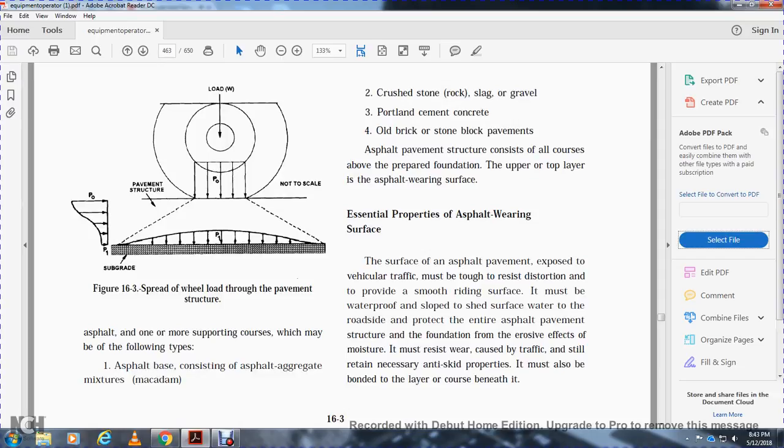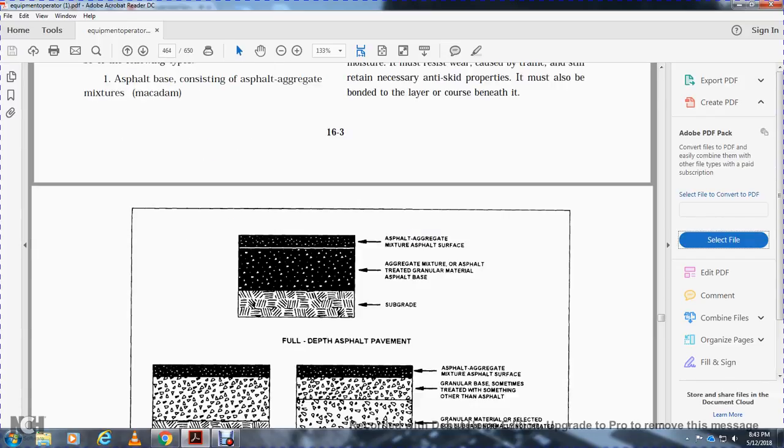The surface of the asphalt pavement exposed to vehicle traffic must be tough to resist distortion and provide a smooth, rigid surface. It must be waterproof and sloped to shed surface water to the roadside, protect the entire asphalt pavement structure foundation from the erosive effects of moisture, resist wear from the traffic and still retain necessary skid properties. It must also be bound with the layer of the course beneath it.